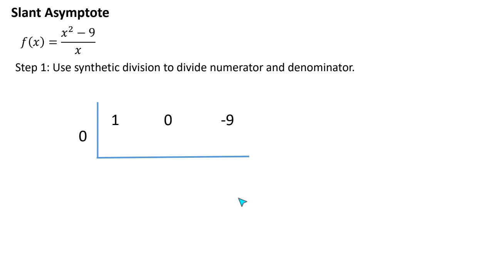So here I have x squared minus 9 divided by x. Remember that in order to use synthetic division, we're supposed to divide by c, right? Well, in this case, I only have x. So that means that my c is 0. So that's why I have the 0 here.